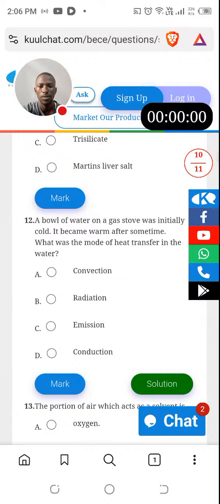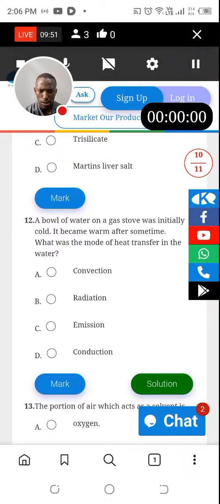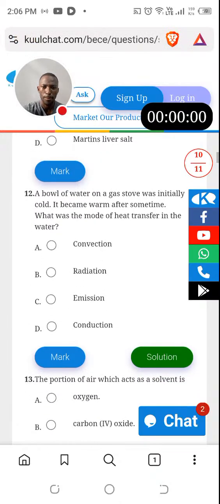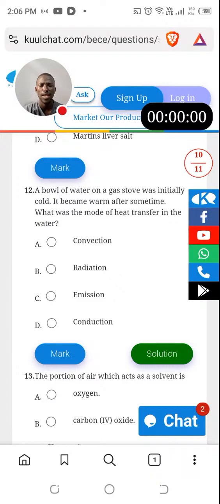Question 12. A bowl of water on a gas stove was initially cold. It became warm after some time. What was the mode of heat transfer in the water? Convection. Good. So it's not radiation, it's not conduction, because conduction has to do with two solids. So obviously for this question it is convection.